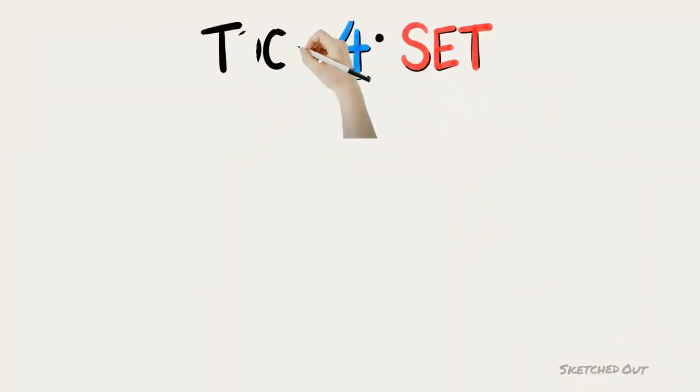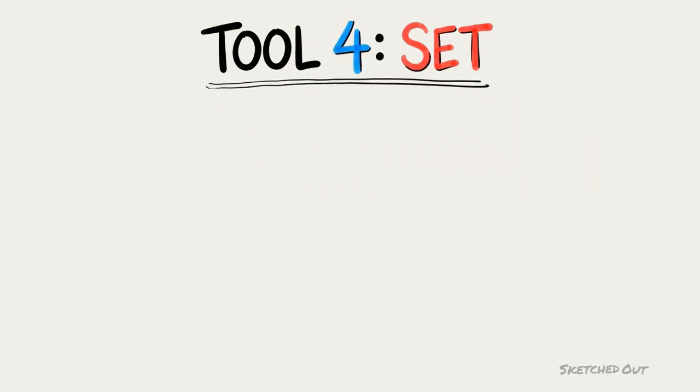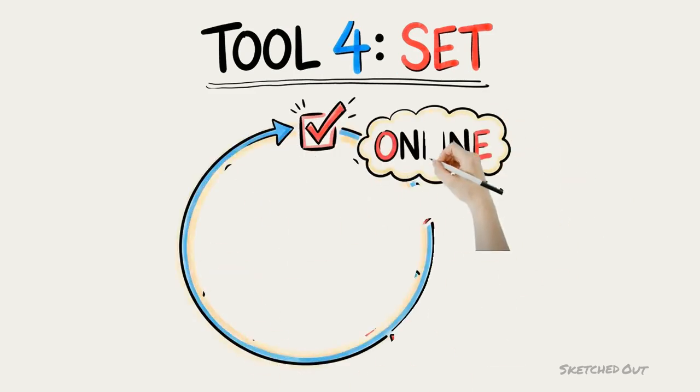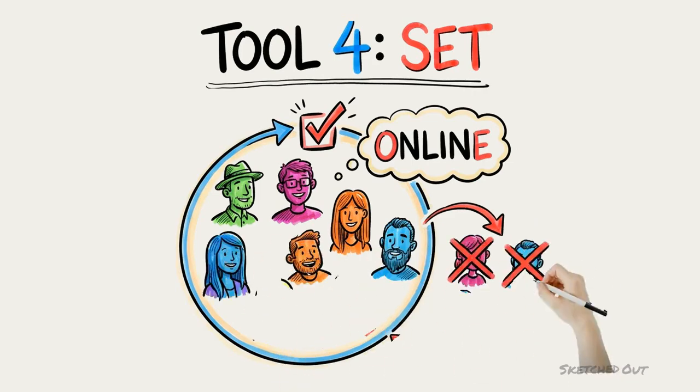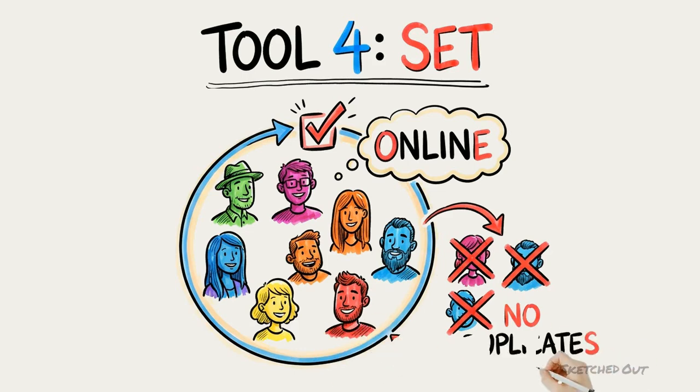Tool 4, the set. A set holds unique members, no duplicates possible. Who is online right now? Add every active player to a set, and membership checks are instant. Nobody is ever counted twice, and Redis enforces that for free.